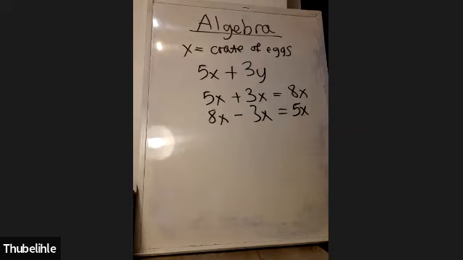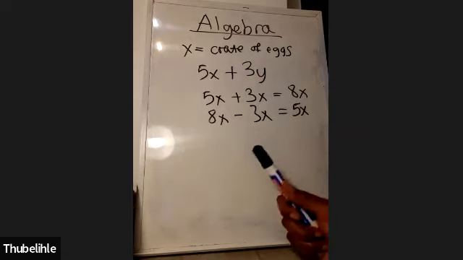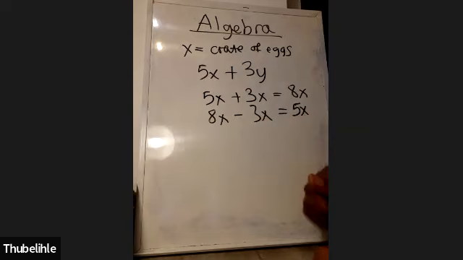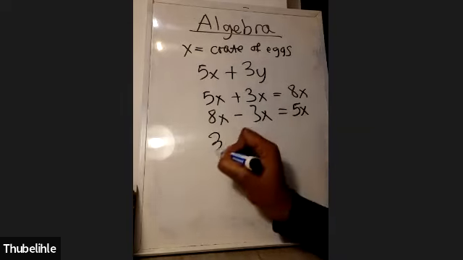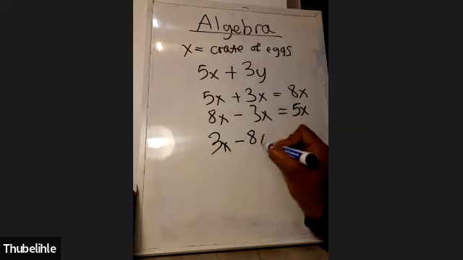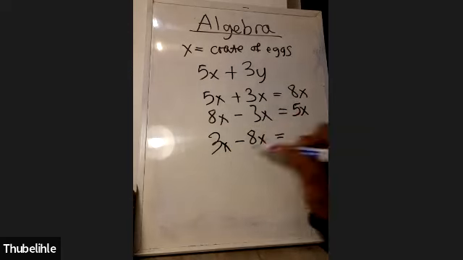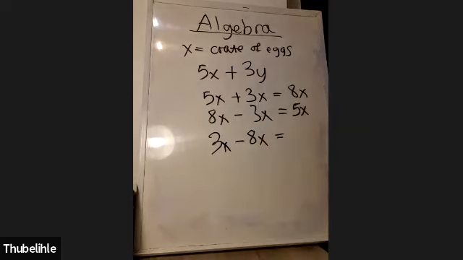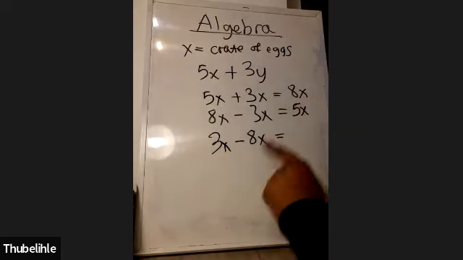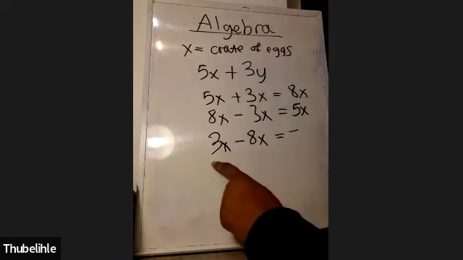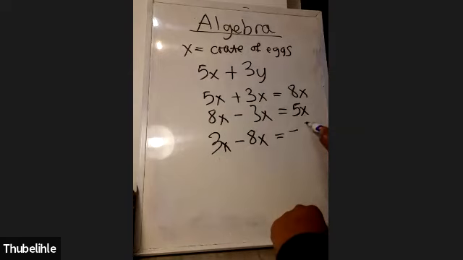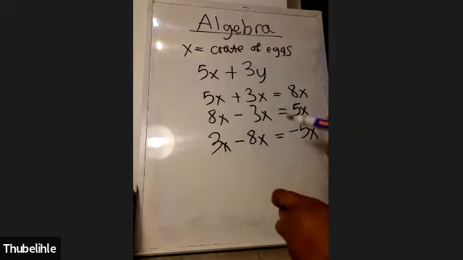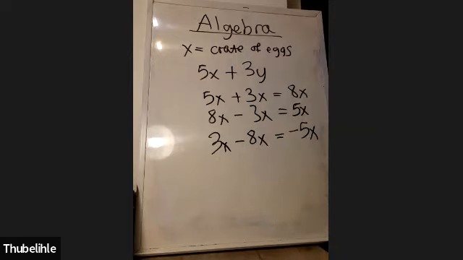Okay, and the same rules for addition and subtraction still apply. Remember those rules? They still apply, like saying 3x minus 8x. When the signs are different, subtract the smaller number from the bigger number and put the sign of the bigger number. The sign of the bigger number is minus. Subtracting 3 from 8, you get 5. So the rules of the signs still apply.